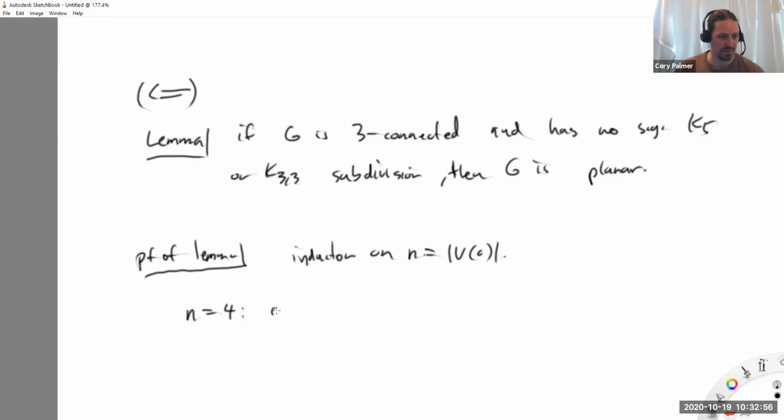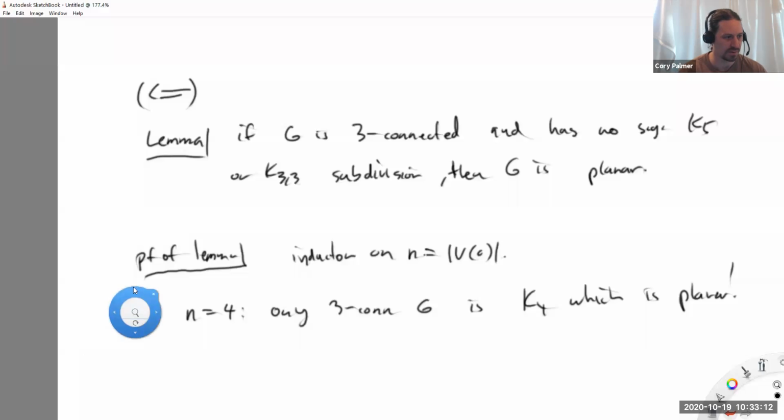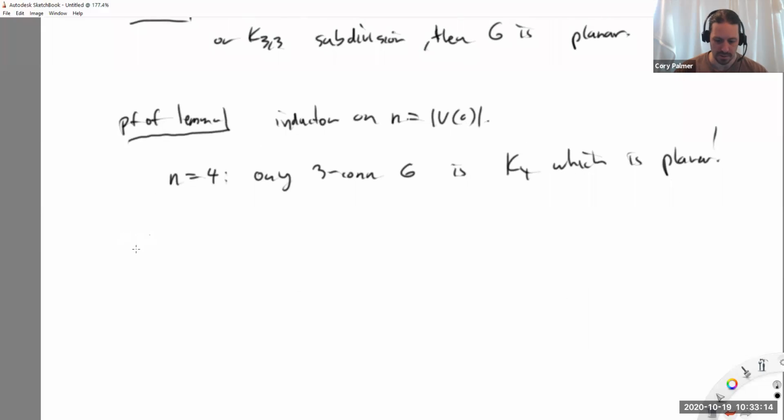Okay, so the only 3 connected G is K4, which is planar. Okay. Not too interesting a base case there. We didn't even need to use the fact that it was free from those things there. Okay, so let's let n be greater than 4 and assume the statement of the theorem holds for 3 connected graphs on fewer than n vertices that don't have these forbidden subdivisions.